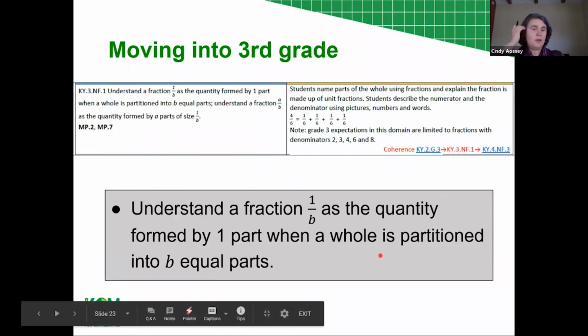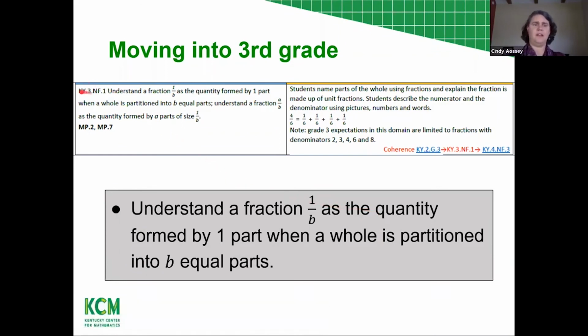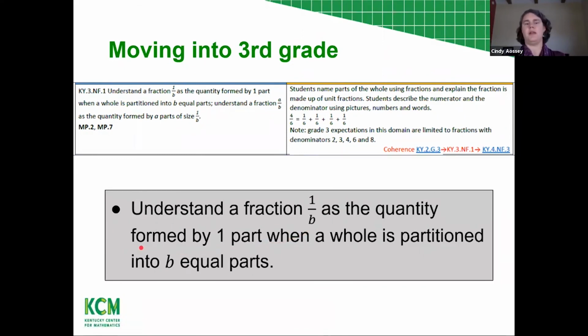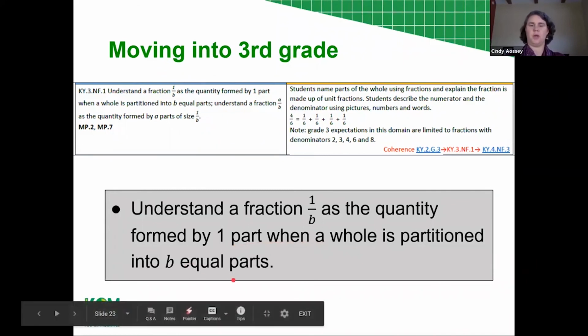Moving into our NF standards. First time we actually have a standard that's NF, and that's standing for those NF fractions, but they're numbers, right? They're a type of number. So we define what a unit fraction is, written as 1 over a number. And I always have a hard time reading these, so I'm going to say, for example, 1/4. So understand 1/4 as the quantity, I love that keyword quantity there, formed by one of the parts when a whole is partitioned into 4 equal parts.